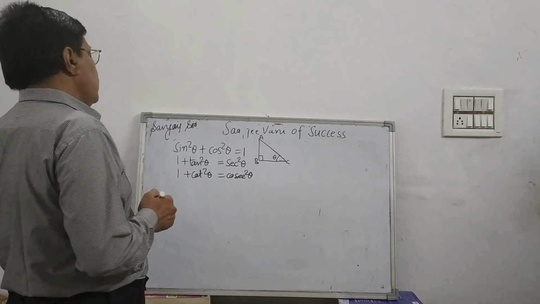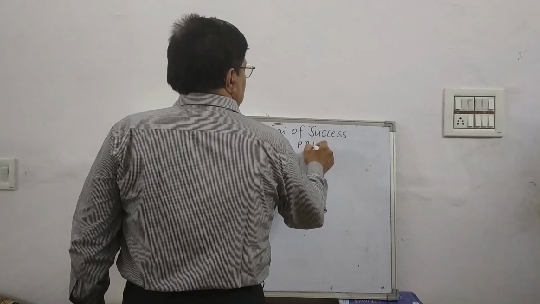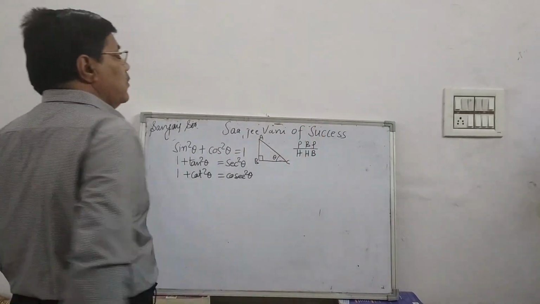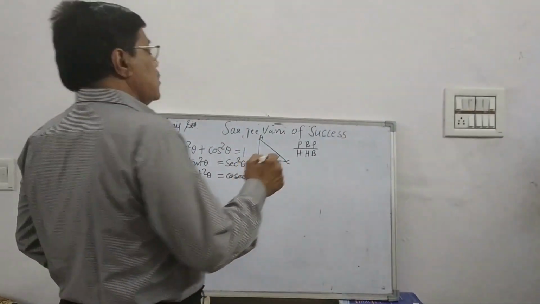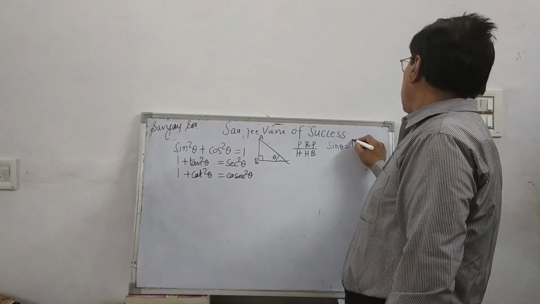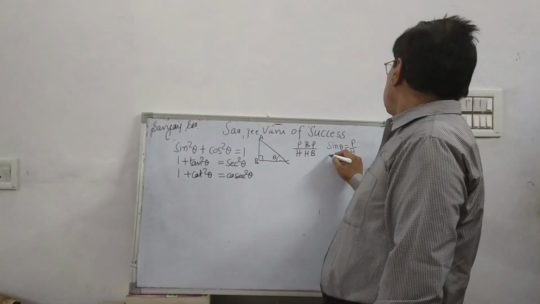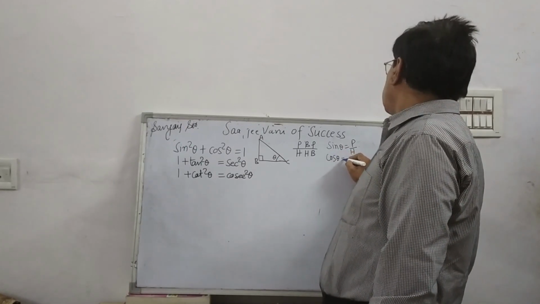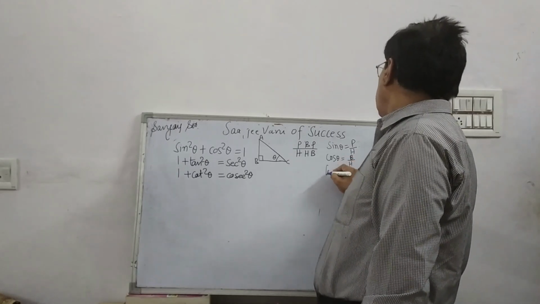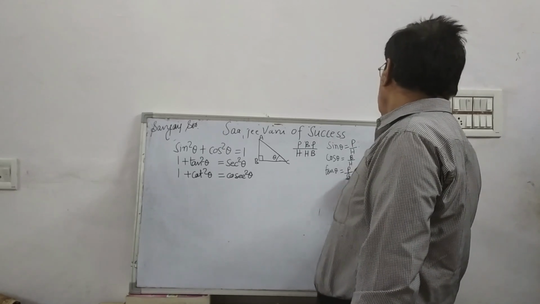Now how will you find out the value of sin theta? So remember this, Pandit Badri Prasad Har Har Bole. Pandit Badri Prasad Har Har Bole means sin theta is equal to perpendicular upon hypotenuse. Clear? Then cos theta will be base upon hypotenuse. Then tan theta, okay, this will be perpendicular upon base.